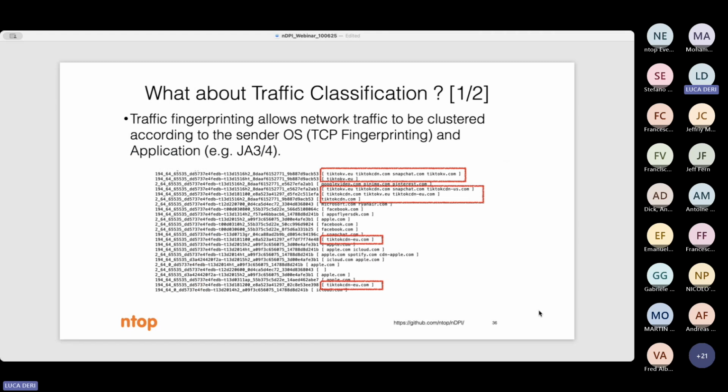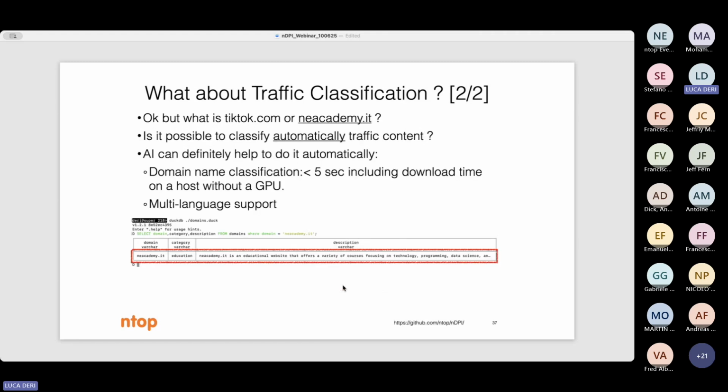And now what we are doing, we are clustering data according to fingerprints, and we're clustering domain names according to fingerprints, just to understand also what type of flows are generated by a certain application. So in this case, for instance, TikTok CDN, as you can see, they have those names. But because you are a human, you know what TikTok is, that it's a social network, right? So we would like to do it in a more automated way.